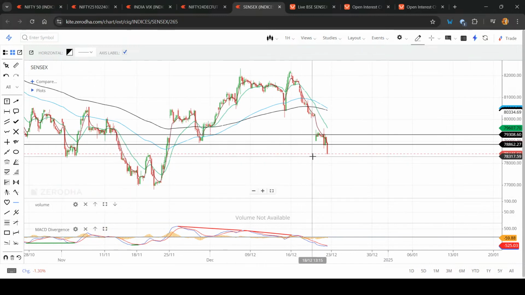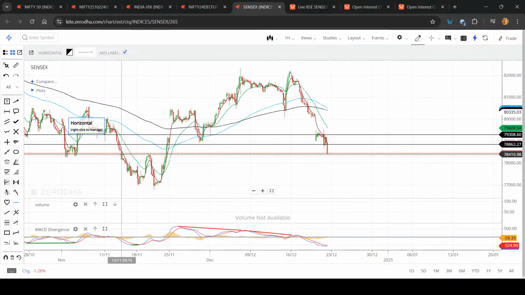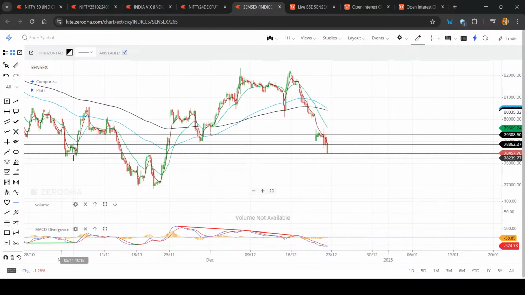In Sensex there is a little bit of support here, but I don't think this support will hold, because this was a support at this point, so it got broken, and here resistance formed. But now this resistance should act as a support, because it was once broken by this rally.